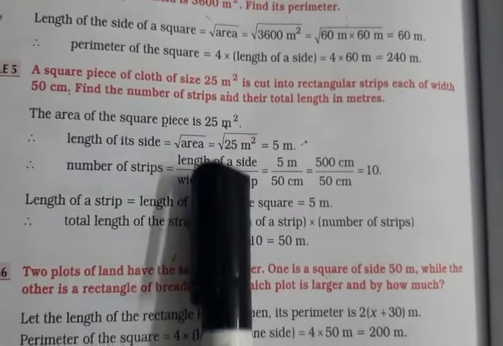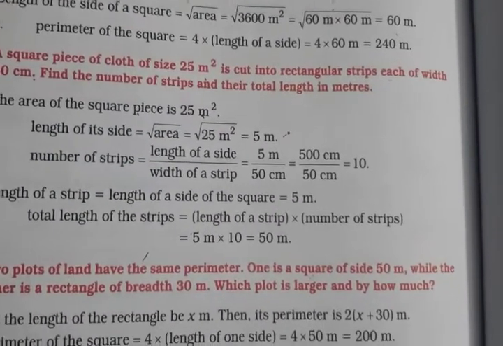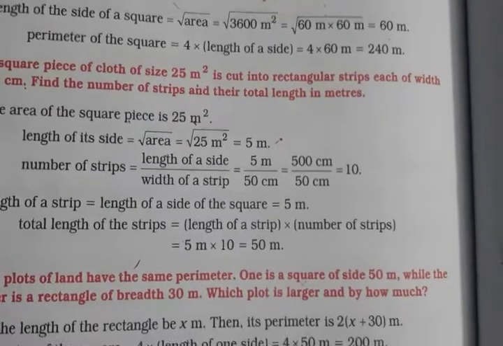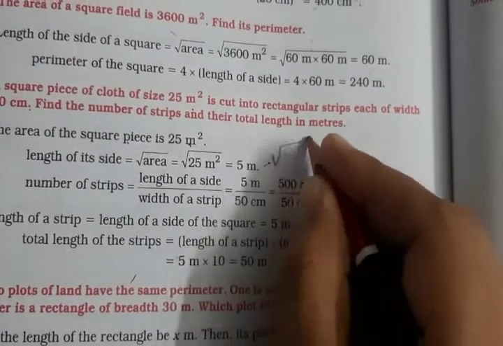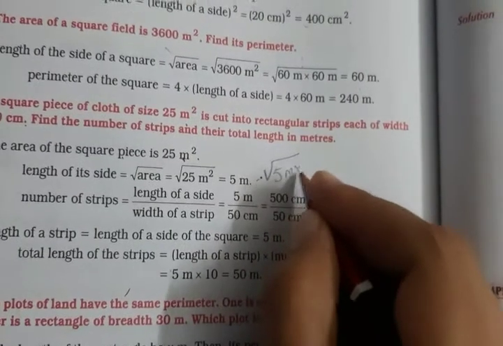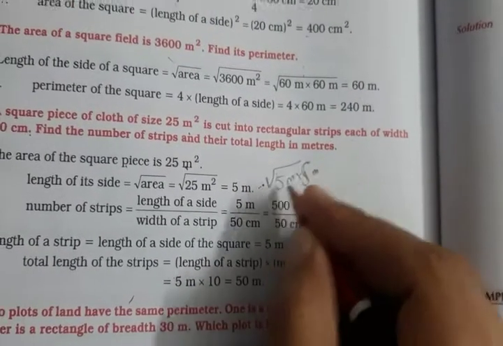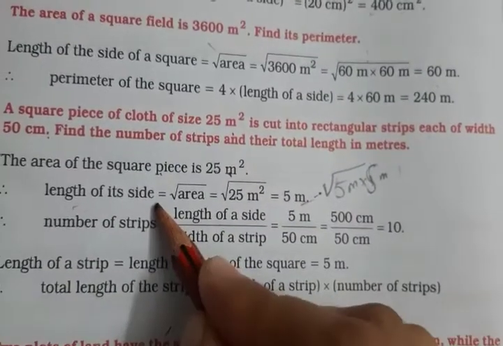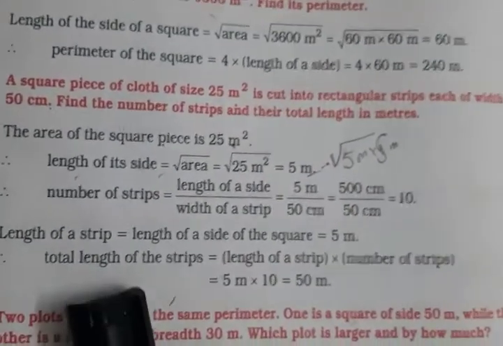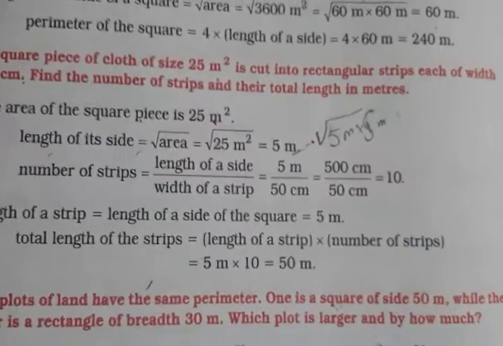Then we will write 25 like 5 meter into 5 meter. We will write like that also. This much, 5 meter into 5 meter. Now this is in a pair, we will take a 1, that is 5 meter. Now length of its side is 5 meter. How to find the number of the strips? How will we find the number of the strips?